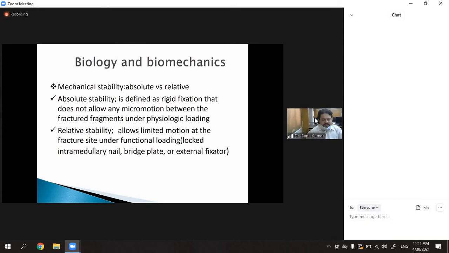Locked intramedullary nails are fixation methods which can give relative stability. Also the locked plate, bridge plate or external fixator. These will give relative stability. There will be micromotion at the fracture site on loading. In contrast, absolute stability does not allow any micromotion.